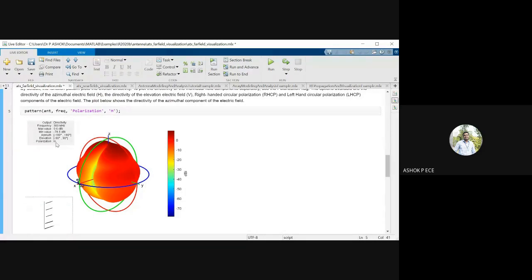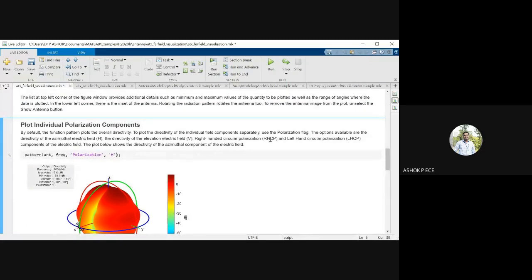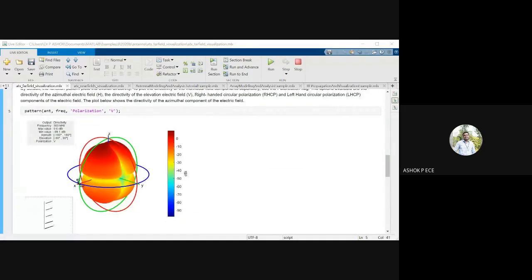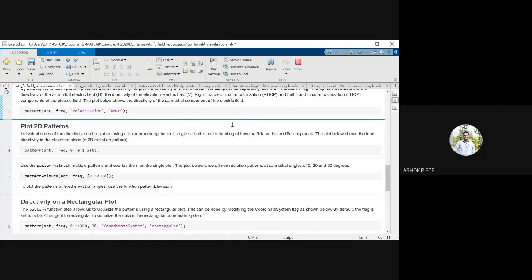So H is given. So we have seen the H side of the polarization vector. You can similarly view the V. If you are giving V, you can view the vertical polarization of the antenna. You can observe the change in shape, right? Assume you are giving RHCP, right hand circular polarization. We'll see whether the RHCP is working.